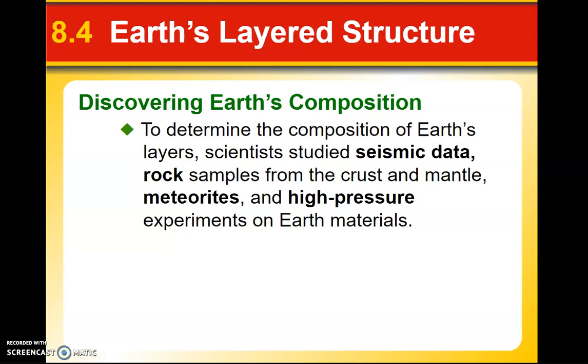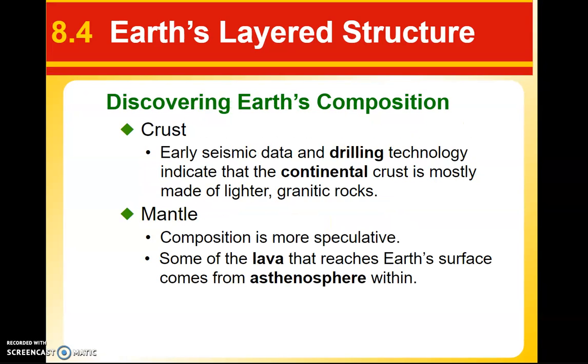To determine the composition of Earth's layers, scientists studied seismic data. They looked at rock samples from both the crust and the mantle. They also looked at meteorites, and they did high-pressure experiments on Earth's materials. They were checking to see how these waves travel through different types of materials. The early seismic data and drilling technology indicated that continental crust is mostly made of lighter granitic rocks.